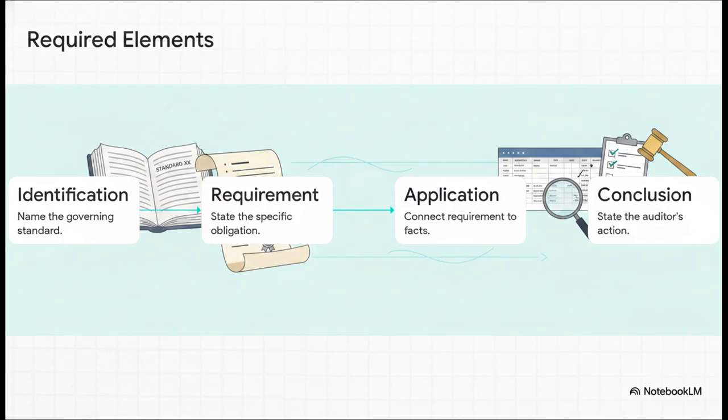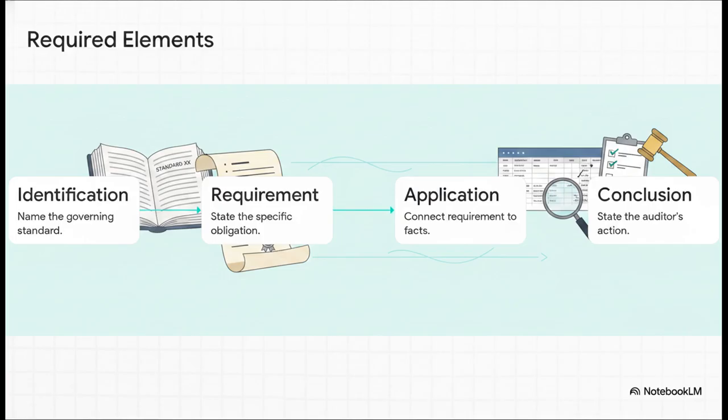Step 3. Application. You have to connect that specific requirement right back to the facts in front of you. Those dates, amounts, and names in a question scenario, they aren't just window dressing. They're the exact material you need to test the requirement against. And finally, step 4, conclusion. Explicitly state the required action for the auditor. If you just trail off and leave the examiner guessing what your point is, you lose. Miss even one of these 4 elements and you instantly forfeit its marks, no matter how beautifully written the rest of your essay is.